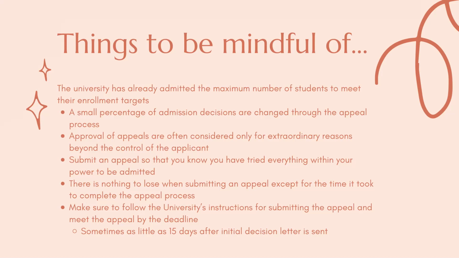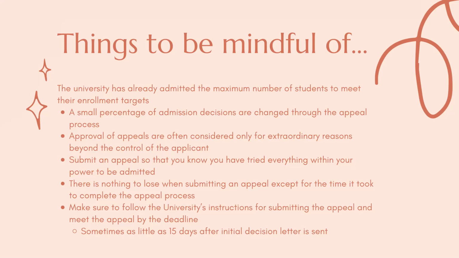So one of them being that the university has already admitted the maximum number of students to meet their enrollment targets. So let's say a campus can only bring in 600 students in the new year, right? So let's say they normally do their statistics and account for, if they give 900 acceptance letters, they know they'll fill about 600 seats, right? Which is perfect. It matches up with how many students they need to fill, right? Because not every student that gets an acceptance letter ends up going to that campus.